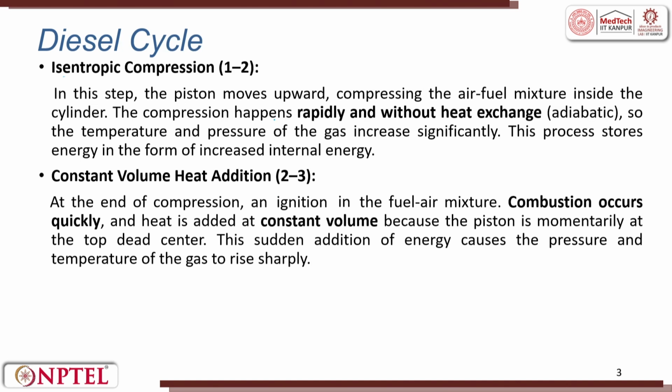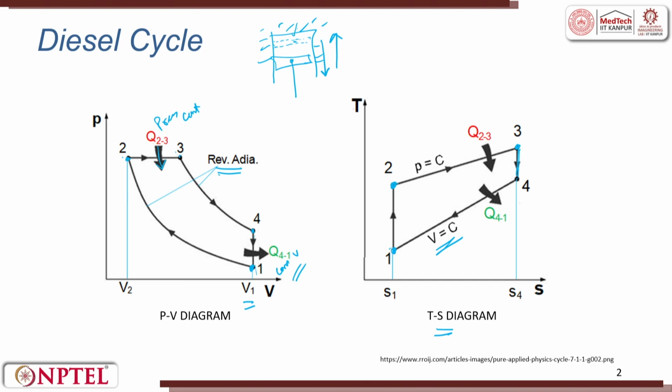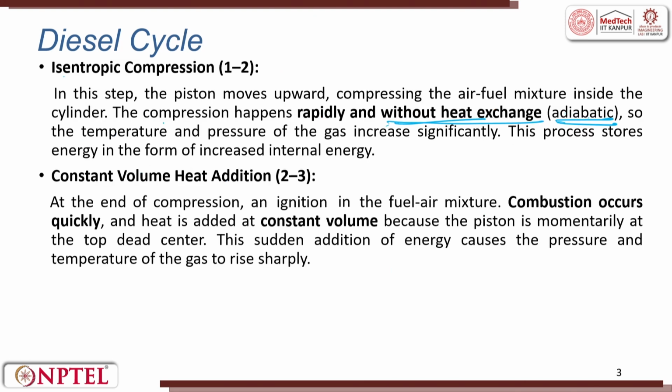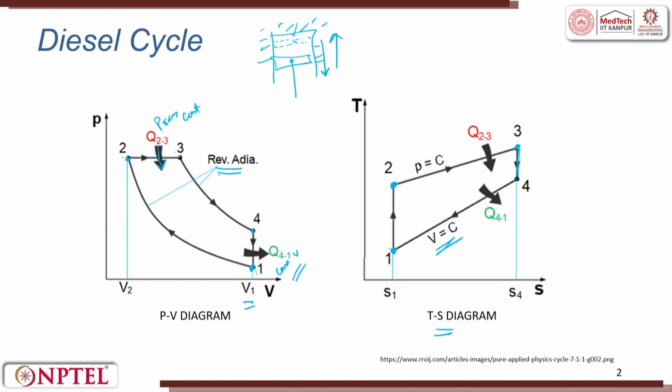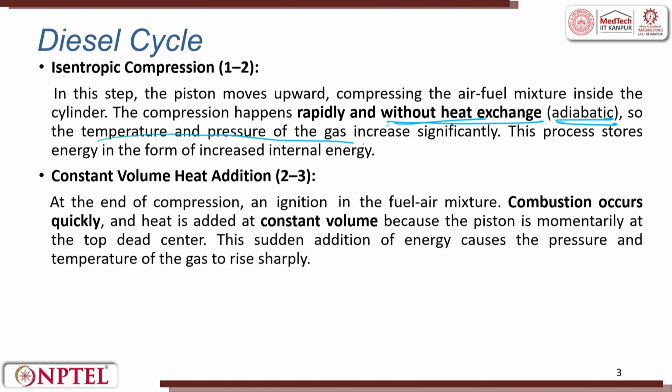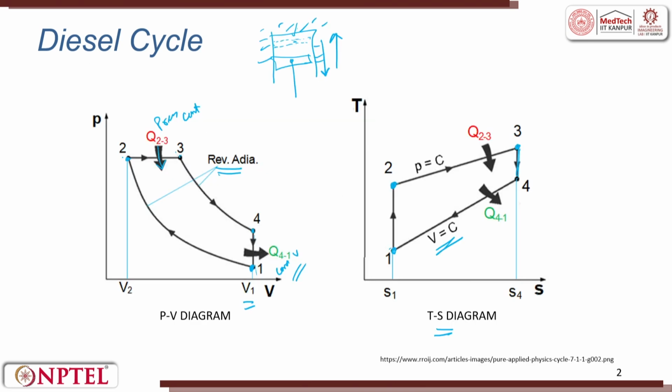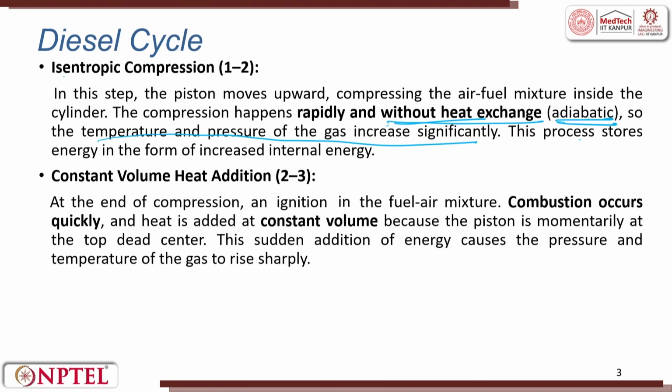The compression happens rapidly without heat exchange to the atmosphere. That is why it is called adiabatic. So the temperature and the pressure of the gas increase significantly. This process stores energy in the form of increased internal energy, which we have already seen is U.